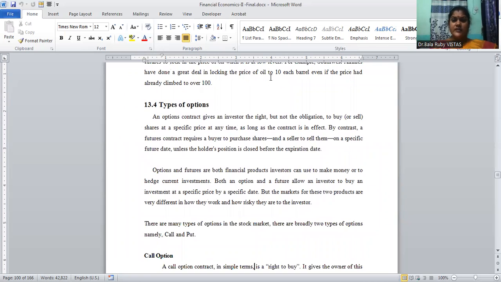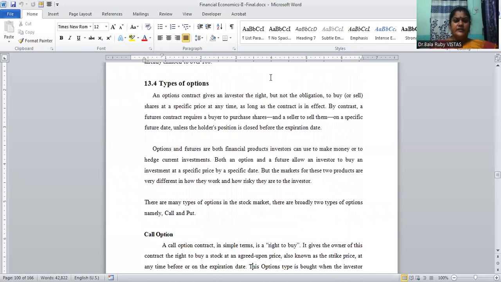Let us concentrate on the types of options. An options contract gives an investor the right, but not the obligation, to buy shares at a specific price at any time, as long as the contract is in effect. By contrast, a futures contract requires a buyer to purchase shares and a seller to sell them on a specific future date, unless the holder's position is closed before the expiration date.